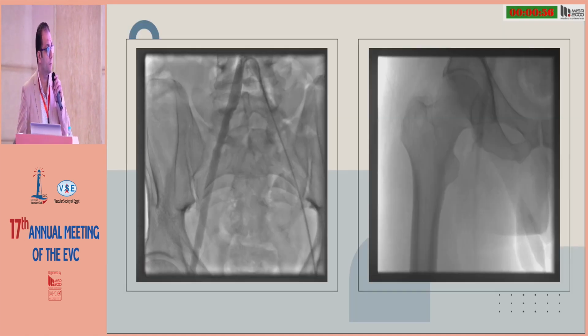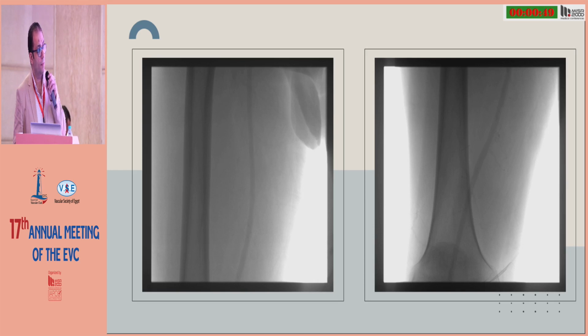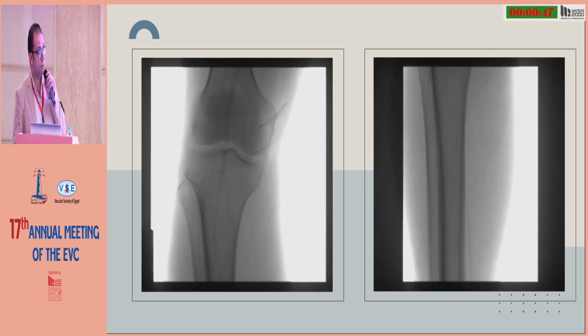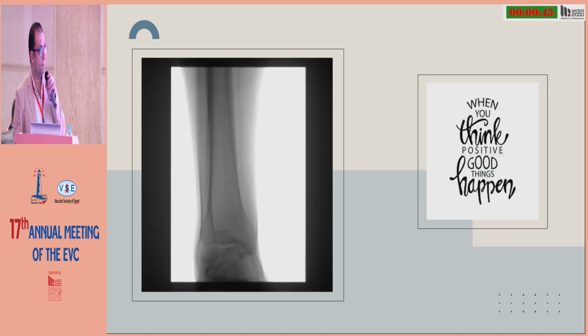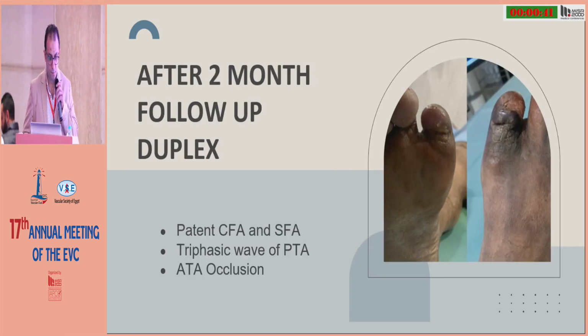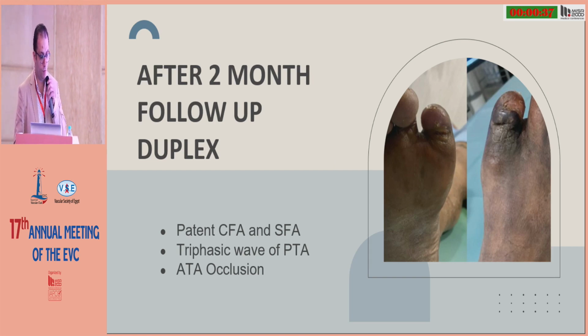Completion angiography shows patent external iliac and superficial femoral artery, popliteal artery and infrageniculate segment, and patent posterior tibial artery. After 2 months follow-up, duplex shows patent common femoral artery and superficial femoral artery and a triphasic wave of the posterior tibial artery. Unfortunately, there is chronic total occlusion of the anterior tibial artery.